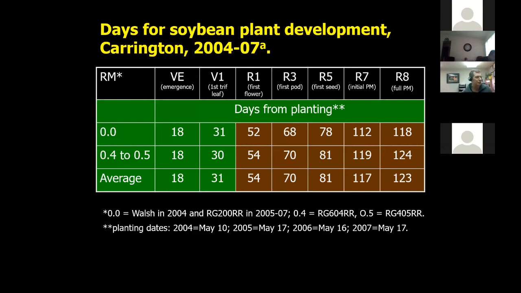But on average, we saw about 50 days being required from planting until first flower, or the R1 stage. And this will be plus or minus about 5 days. And then the balance of the season from R1 to full maturity requires about 70 days.